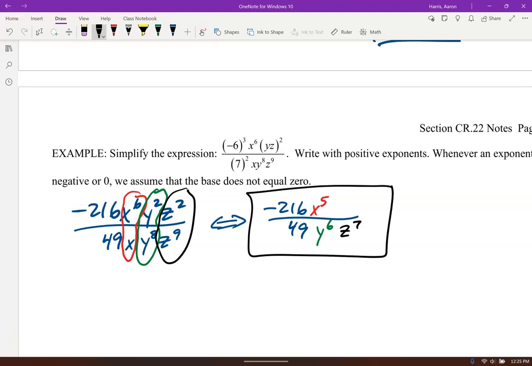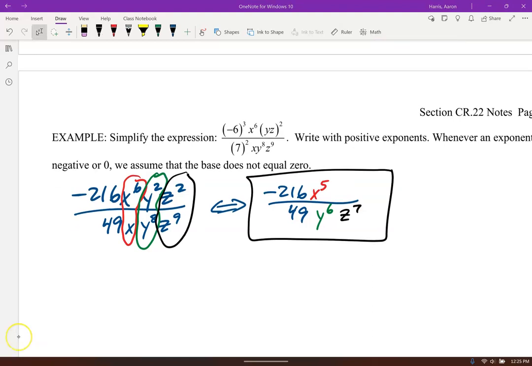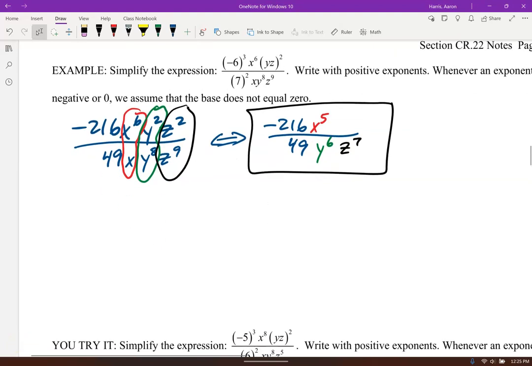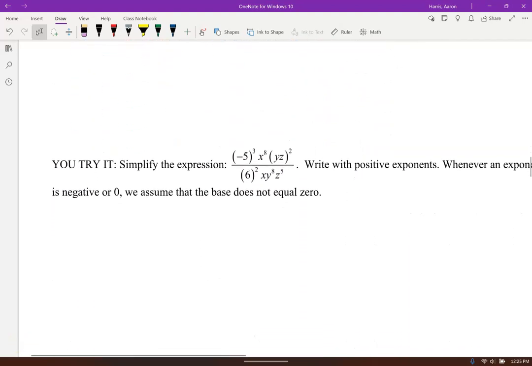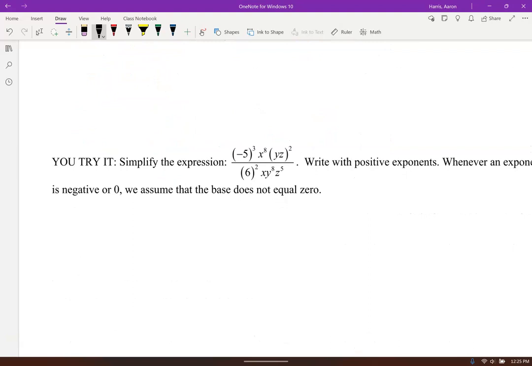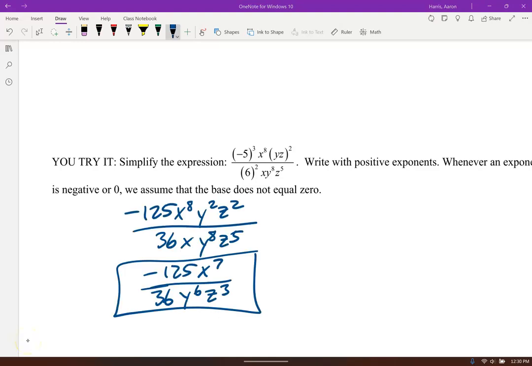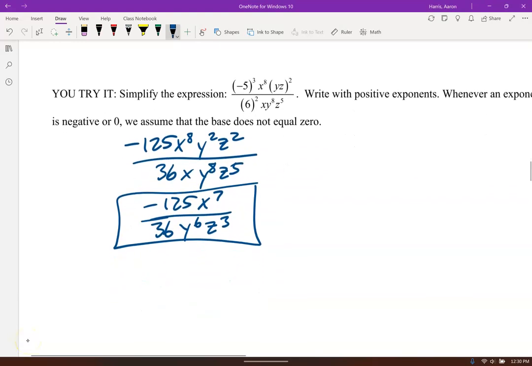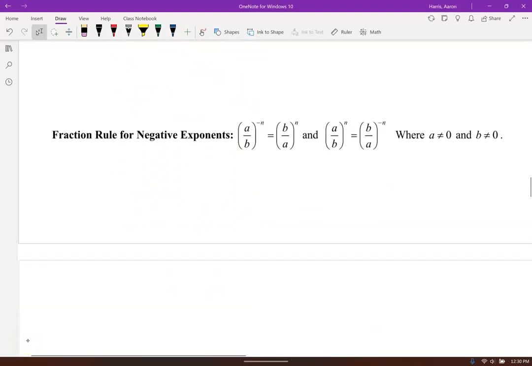Okay, any questions so far? All right, let's put this on Jamboard. You guys go ahead and try this. All right, check your work there. Thanks again. All right, let's keep going here.